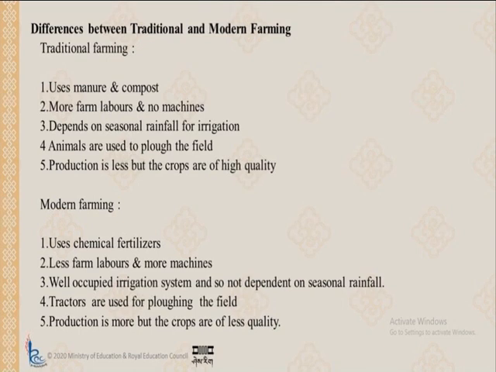In traditional farming, farmers depend on seasonal rain for irrigation, whereas in the modern method of farming, they have a well set up irrigation system and do not depend on seasonal rainfall. In traditional farming, farmlands are plowed by animals, whereas tractors are used for plowing the field in modern farming. Production is less, but the crops are of high quality in traditional farming, whereas in the modern method of farming, production is more, but the quality of crops is quite less. So here are a few differences between the traditional method of farming and the modern method of farming.